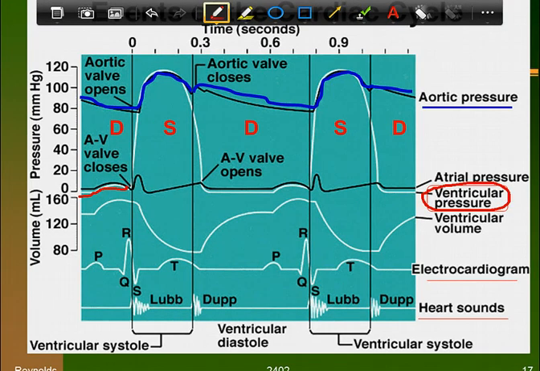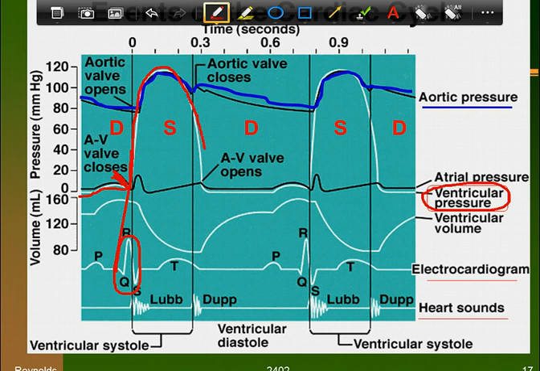The pressure starts to increase. The valves are going to close. There's your first heart sound right there. The ventricles are contracting. Look at the QRS right here. Here's your QRS. There's your impulse. There's the start of contraction. The pressure skyrockets and it pushes that blood out.